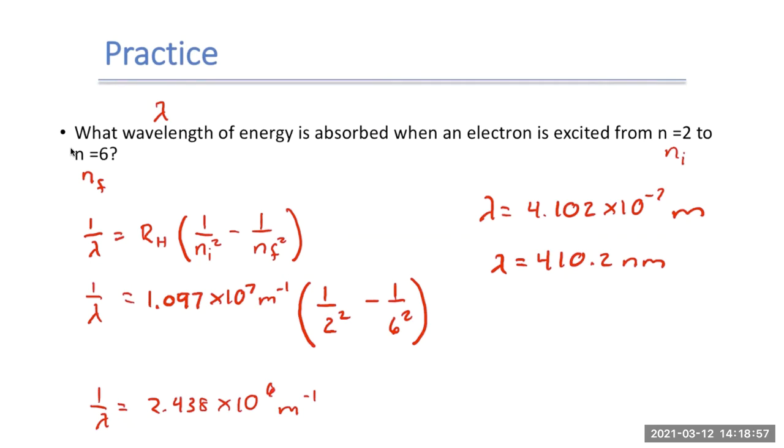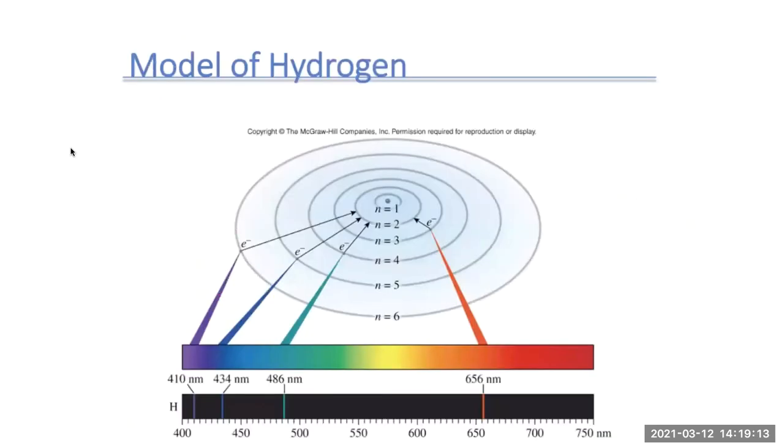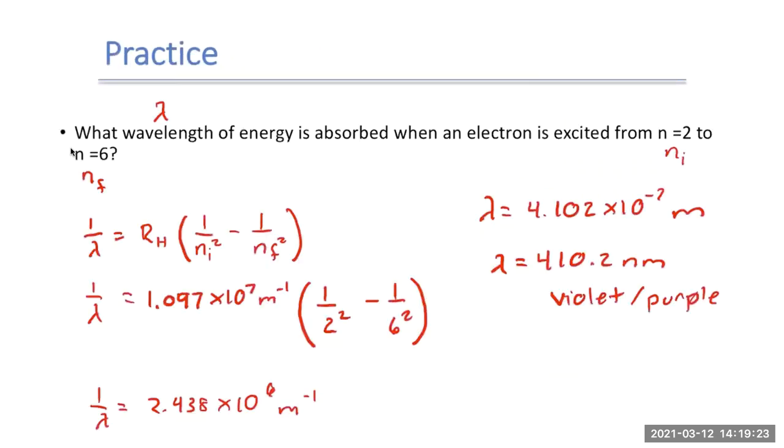It shows up at 410, which is usually in the purple or violet range, which means we could see this transition. And if we look back at our hydrogen model, it shows up at 410, exactly what we calculated. So we can do this between any transition, any energy level. You just have to plug in your n final and n initial.